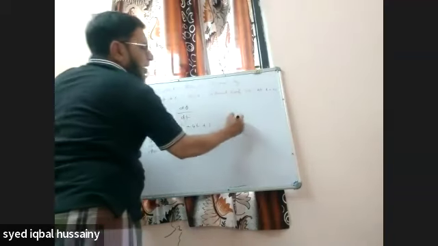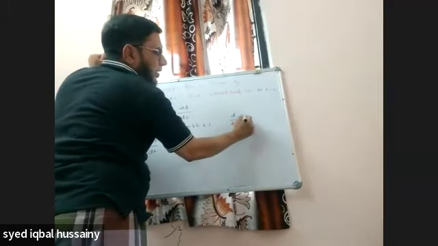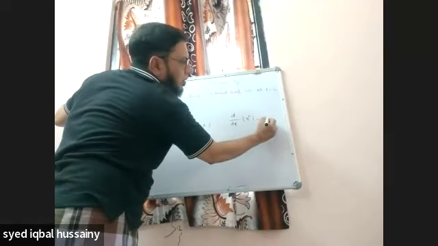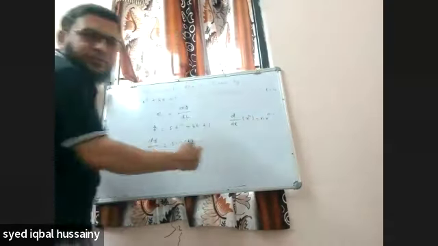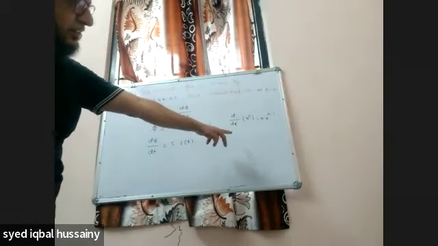What is the formula? d by dx of x to the power n. याद आया? n x to the power n minus 1. So this is the differentiation formula. In 11th standard we studied n x to the power n minus 1. 11th standard में आप पढ़े हैं. तो देखो, t square है तो कितना है बेटा? 2t to the power 2 minus 1.